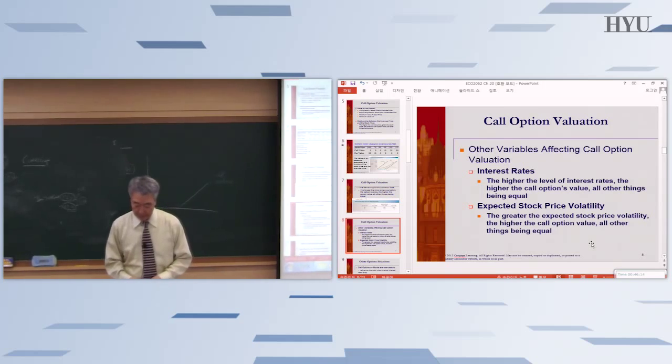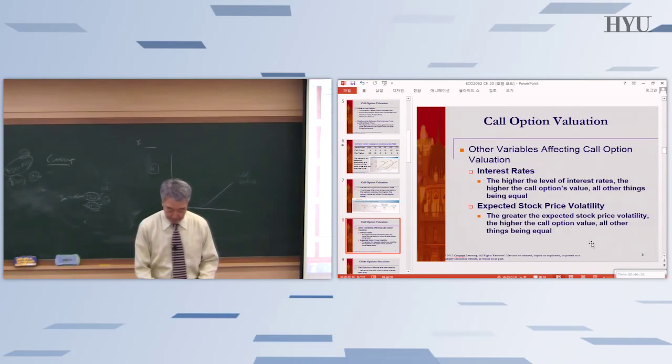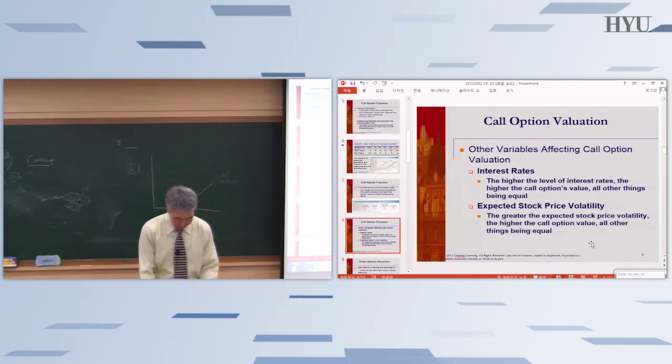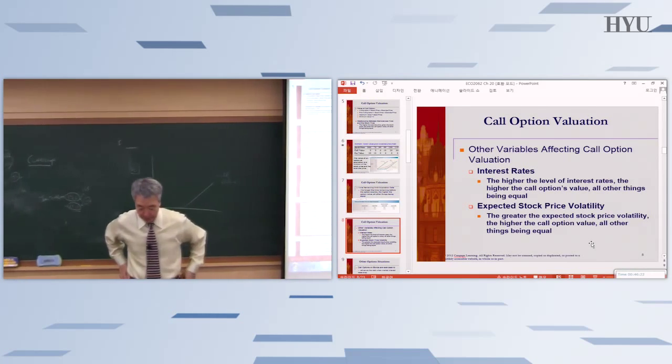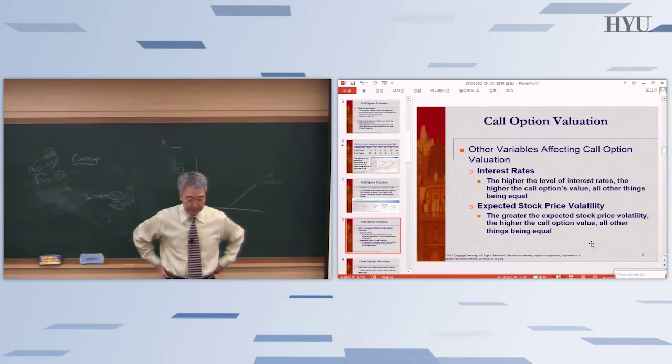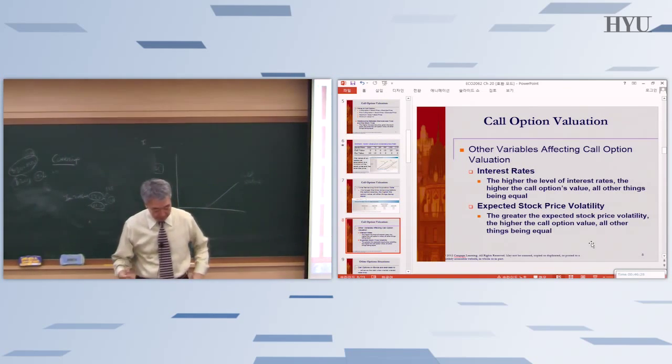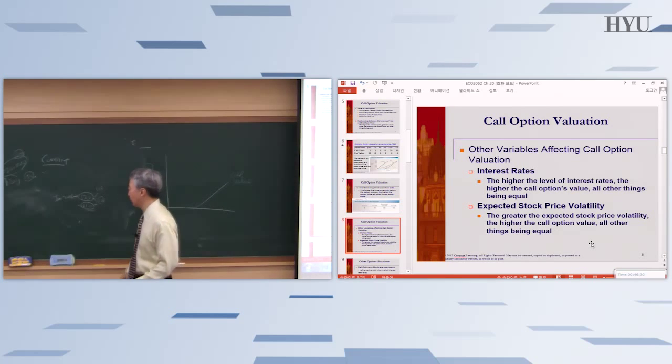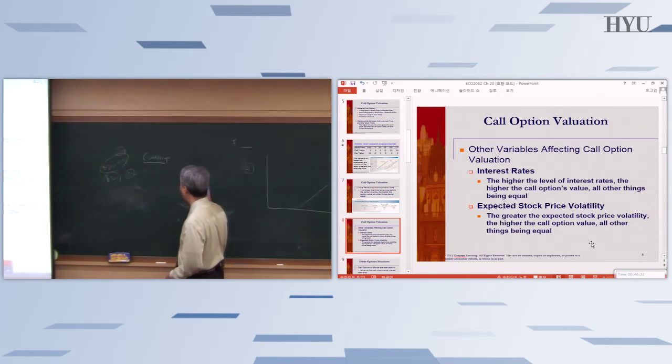The last factor that affects this option value is volatility. Expected stock price volatility. Volatility means variability, right? What you think about the stock price range.